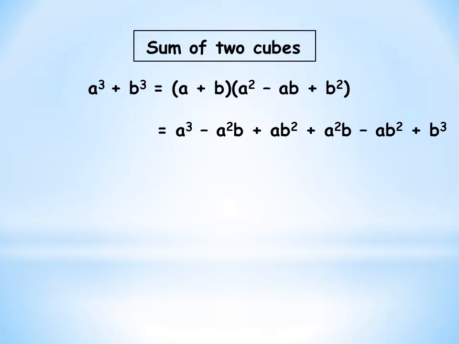All right, and this is just proving that this actually does work. If I multiplied it all out, you can see that those two terms cancel, those two terms cancel. So in fact, I do end up with a cubed plus b cubed. But this is just proving that this, in fact, is how you factor a cubed plus b cubed.